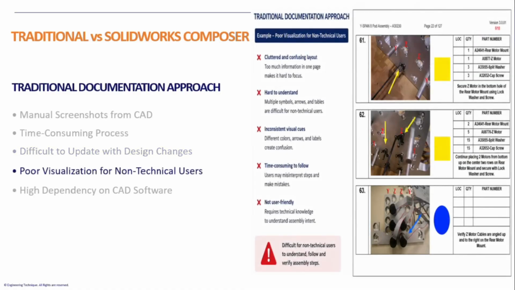Another key issue with traditional documentation is poor visualization, especially for non-technical users. The information is often cluttered with multiple symbols, arrows, and tables, making it difficult to understand. User may find it confusing to follow steps, which increases the chance of mistakes. Overall, it is not user-friendly and requires technical knowledge to interpret correctly.